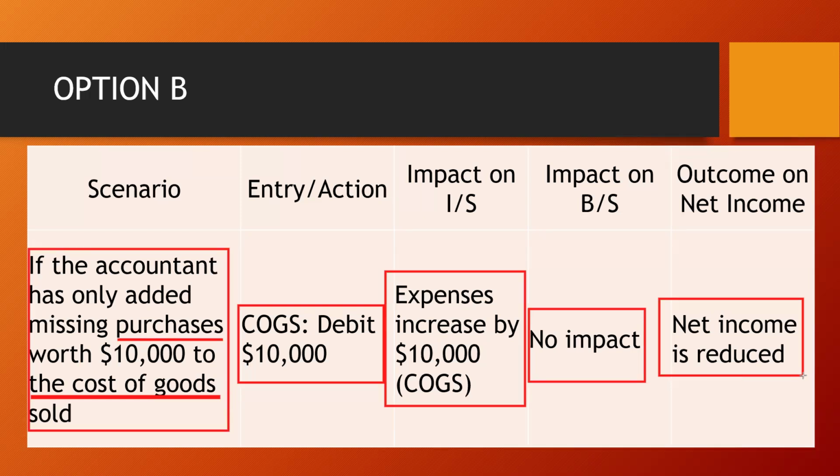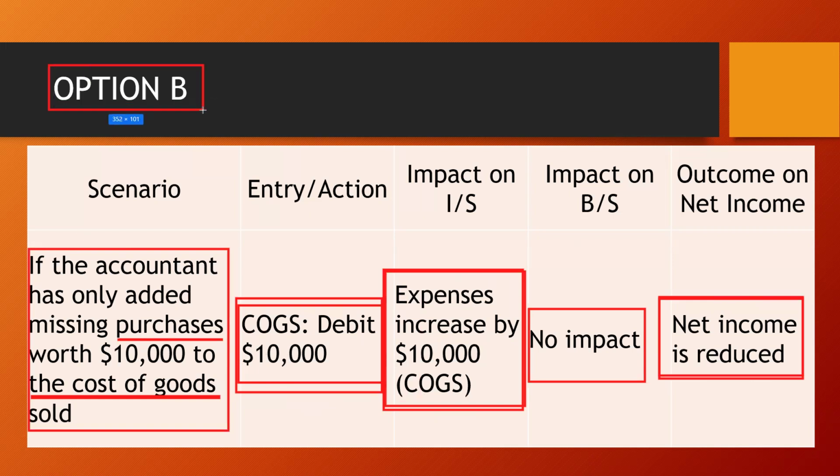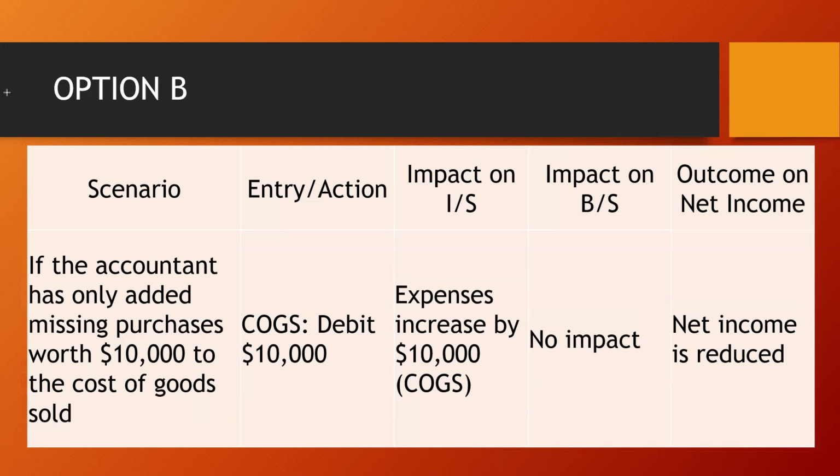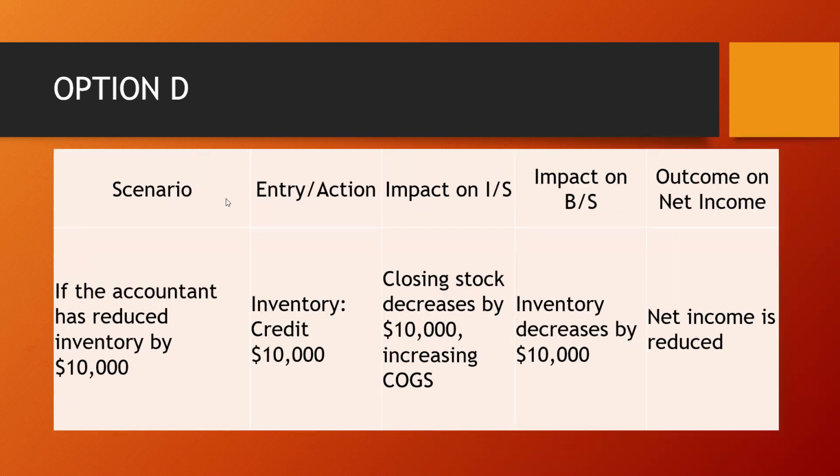How come, bro? I have done the workings, but just go with the flow. I will explain the workings. Practically, they adjusted the cost of goods sold, debited by $10,000, so the expenses increased. When the expenses increase, the net income will be reduced. That's why the answer is B. But you may think, bro, what about option D? Yes, I will go to D. There are two scenarios. I will say why not D, but I will say why D, not B.